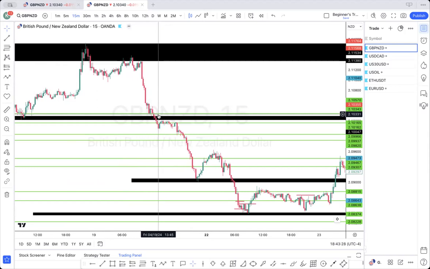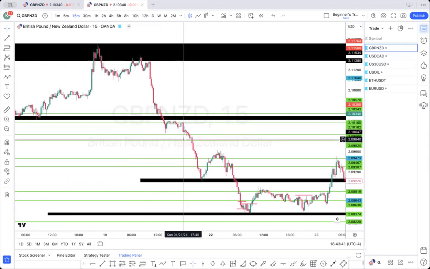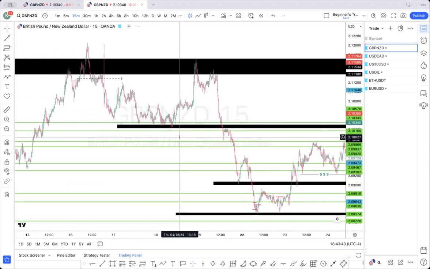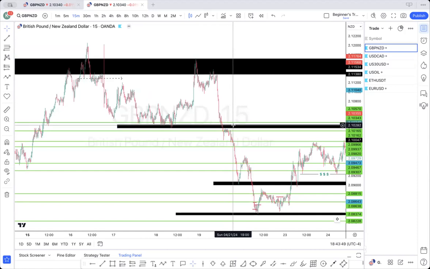I don't like watching the 15-minute. I just really don't. It gave you a bullish order block. But what did it do? It tapped into the zone and then started selling back down. It tapped into your zone, not breaking your zone, and then continued selling.